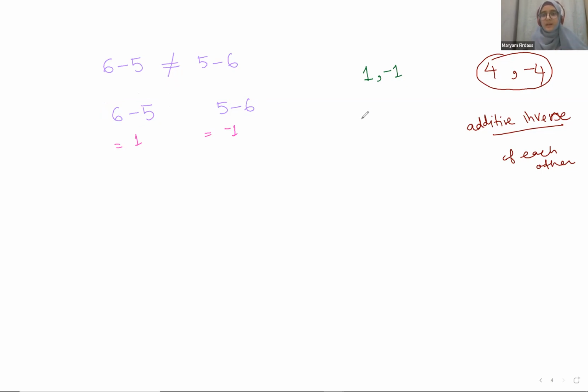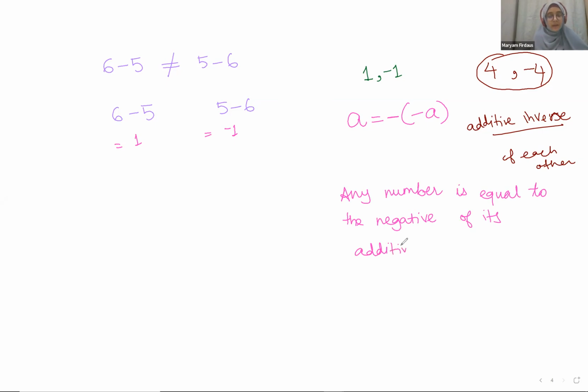And if you have, let's say, any number A, what will the additive inverse look like? Minus A. So you can say A is equal to negative of minus A, right? What we are saying is that any number A is equal to the negative of its additive inverse. Is that correct? Did you understand till here? Yeah, okay.